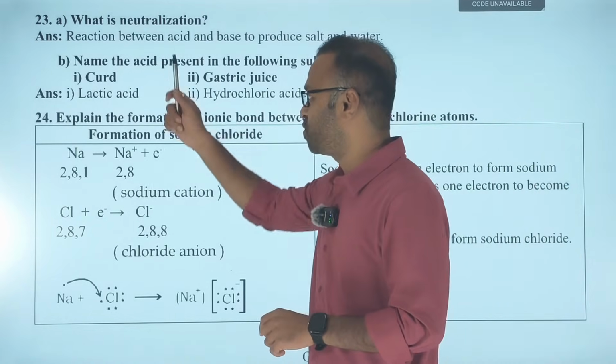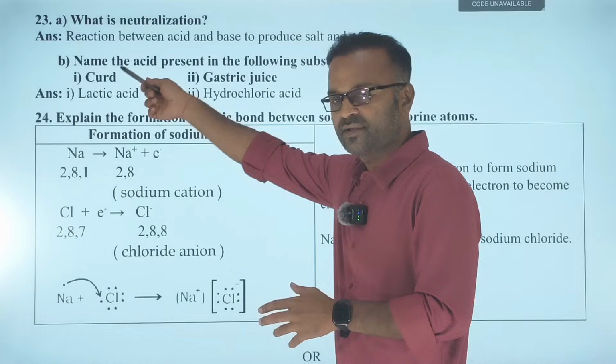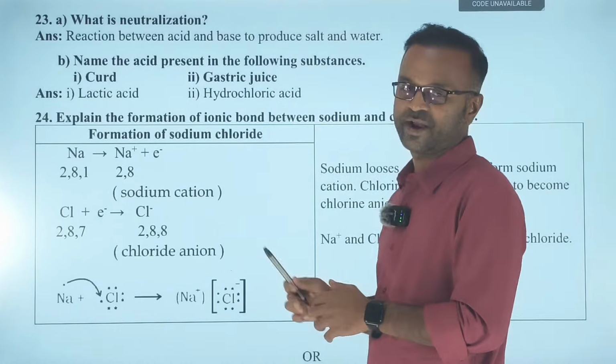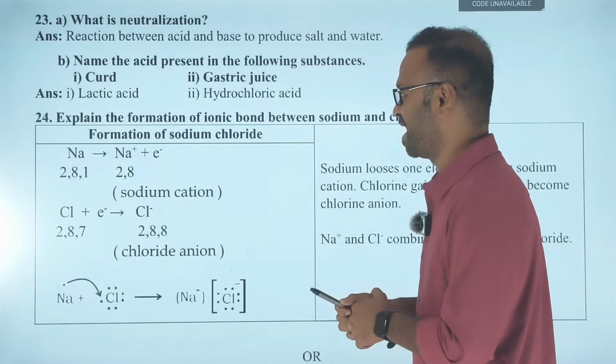The next sub question in the 23rd is to name the acid present in the following substances: curd, lactic acid; gastric juice, hydrochloric acid, which is there inside the stomach, released by the gastric glands and all.